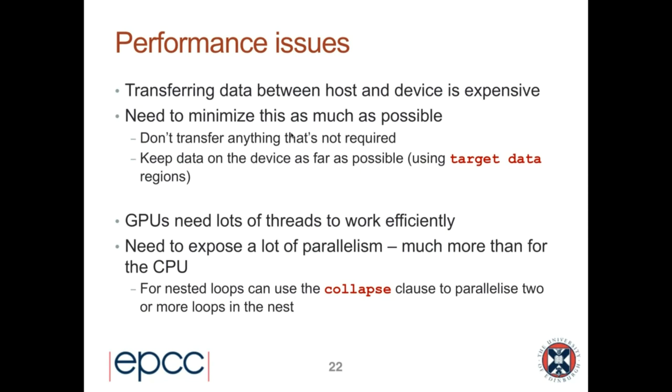So you can easily run into situations where, if you have nested loops, just parallelizing the outer loop, which is what you would naturally tend to do for OpenMP on a CPU, you just might not have enough parallelism there. If you have nested loops, then the collapse clause becomes useful, so that you can parallelize two or more loops in the nest, and not just the outermost one.